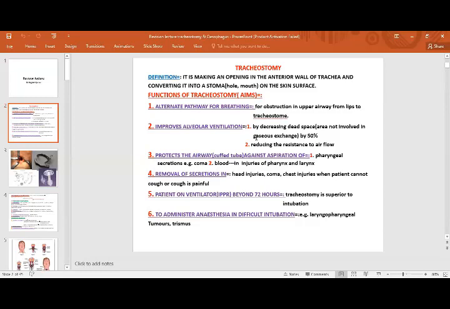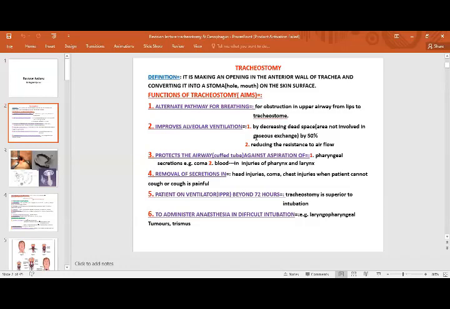As we can see, in this case we are going to place a tracheostomy tube in the trachea. So it gives air into the lungs, bypassing your mouth, nose, and throat. What are the functions of tracheostomy? The main aims are that it gives an alternate pathway for breathing and improves alveolar ventilation by decreasing dead space by 50%, and it protects the airway against aspiration. Normally, whenever we do the tracheostomy, it is one of the factors which protects against aspiration.